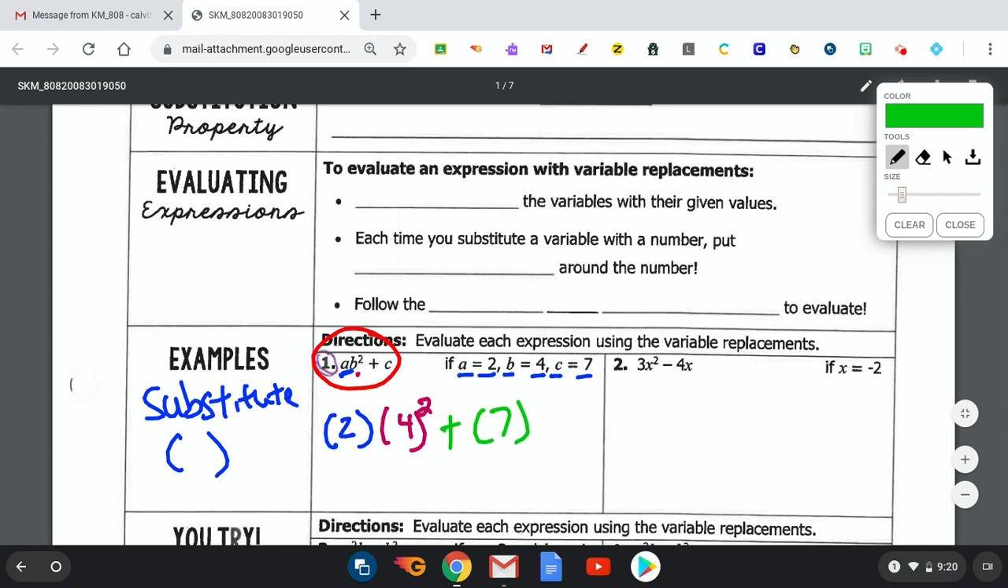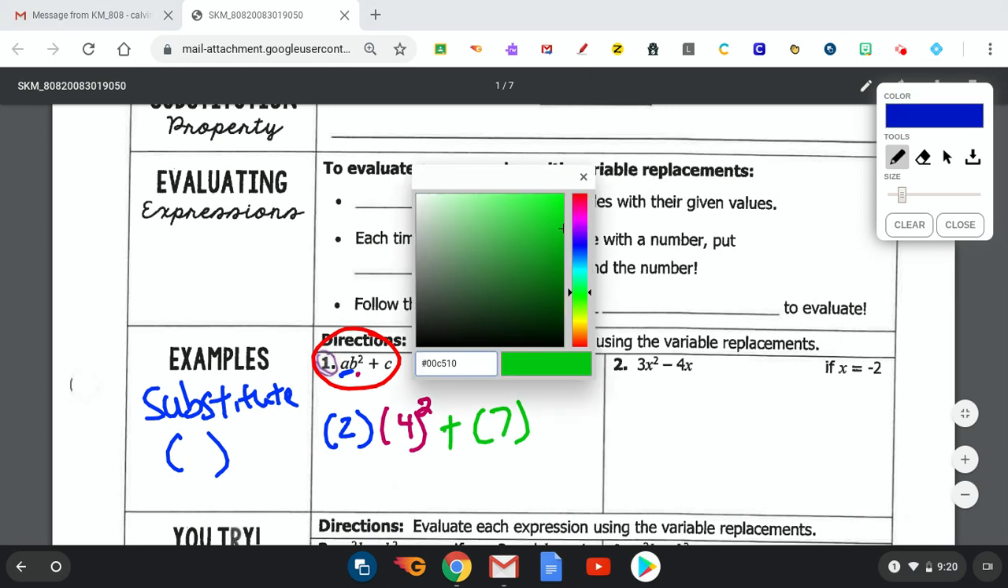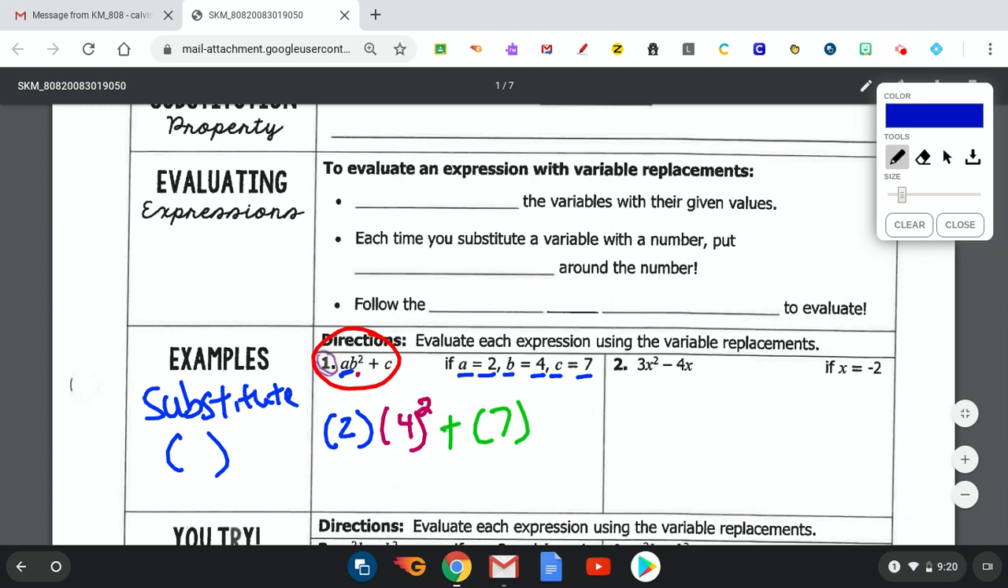So now once I get to that point, all I'm doing is order of operations. Parentheses, exponents, all that stuff. So I have my 2. 4 to the second power is 16 plus 7. Now next, 2 times 16 is 32 plus 7. And then 32 plus 7 is 39. So that is my final answer.